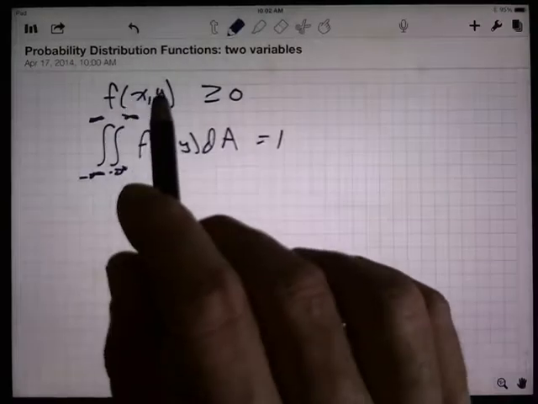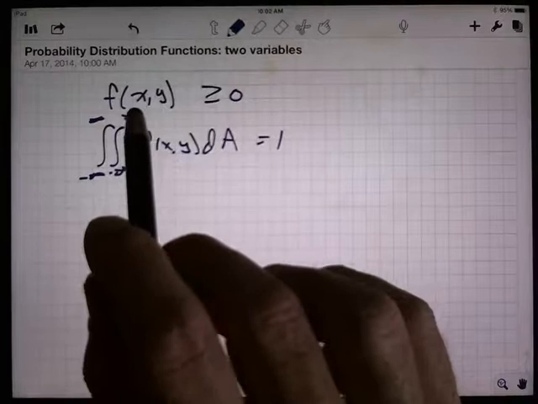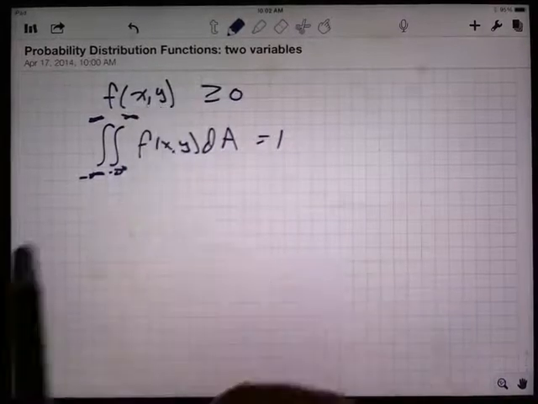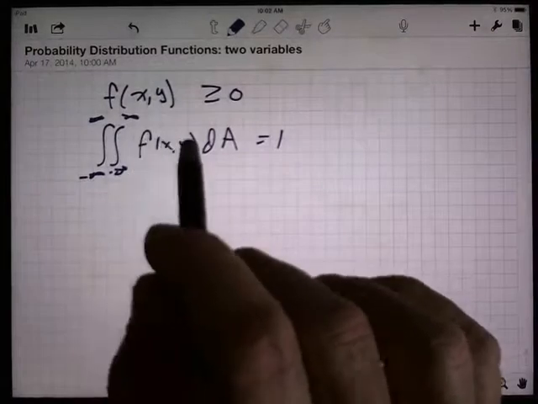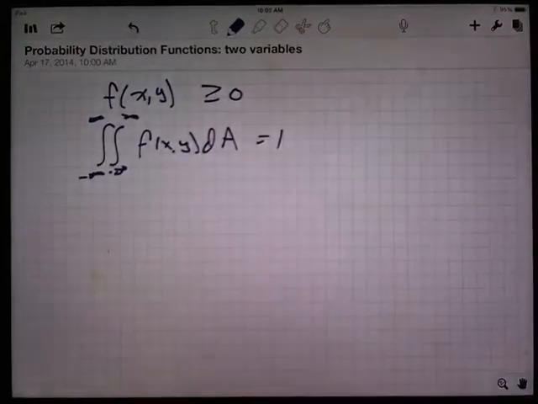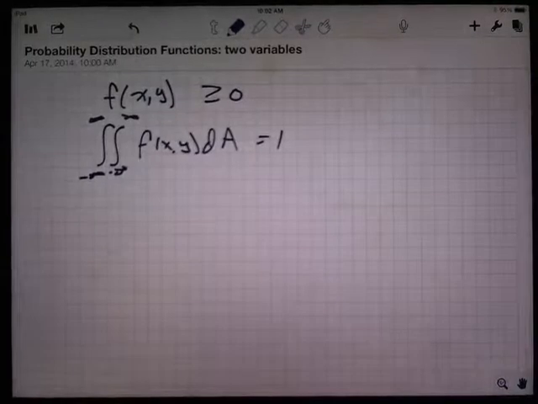Now, x and y are two random variables, so you're measuring a couple of different things, and then you're figuring out what the probability of both those things happening at the same time is. Okay. Now, sometimes random variables are tied to each other, and sometimes they're not.